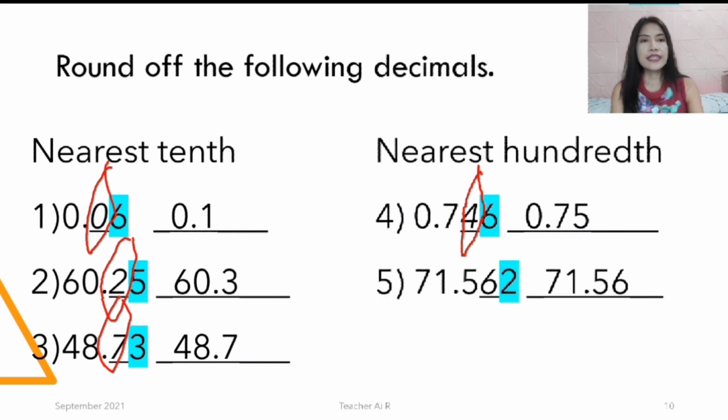Next, we have here number 5. The number to be rounded off is 6. The reference number or test digit is number 2. So it means we have to drop it off and retain the number to be rounded off. So just put 6 there and copy the other numbers, which is 71.5. So your answer would be 71.56.